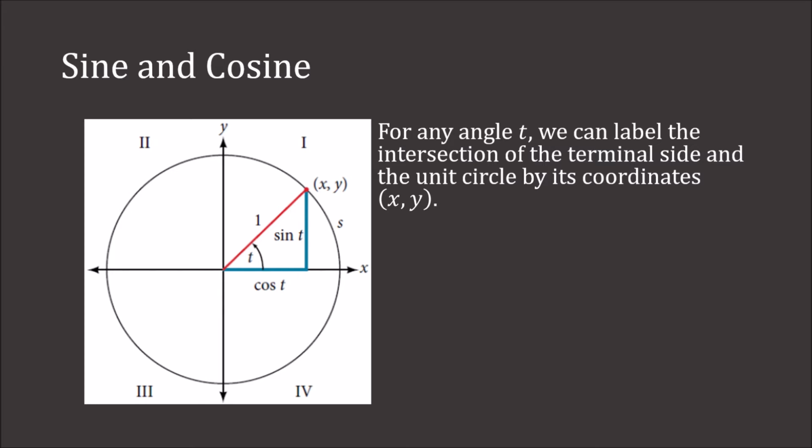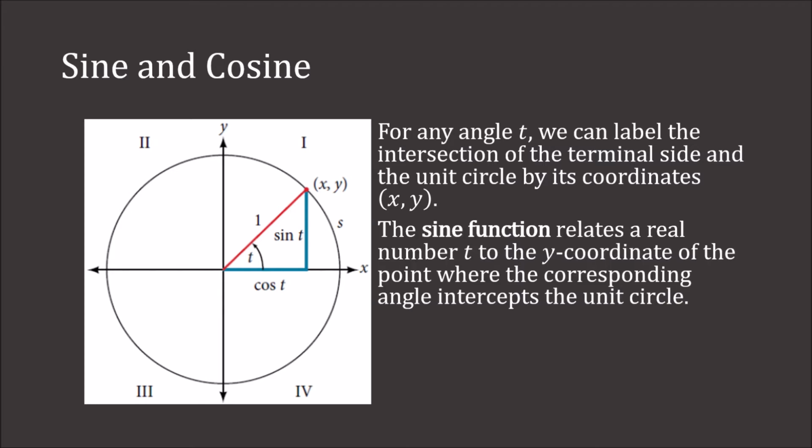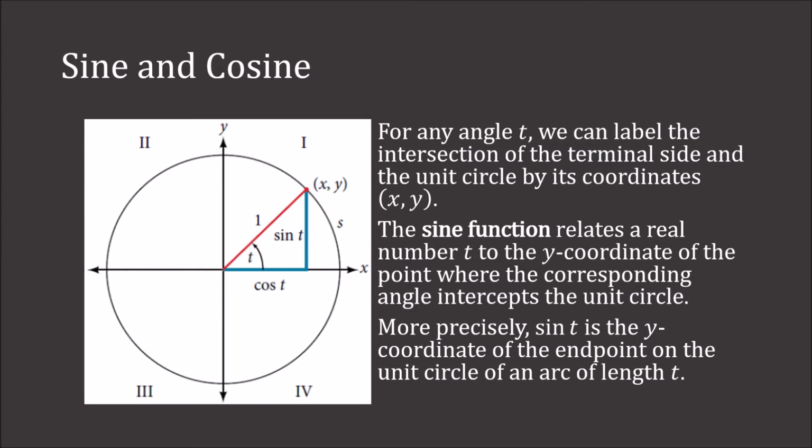x comma y. The sine function relates a real number t to the y-coordinate of the point where the corresponding angle intercepts the unit circle. More precisely, sine of t is the y-coordinate of the endpoint on the unit circle of an arc length of t. So we have our ray, we have our terminal side of angle t, we draw that radius, it intersects the unit circle at point x y, sine of that angle is the y-coordinate of that point of intersection.